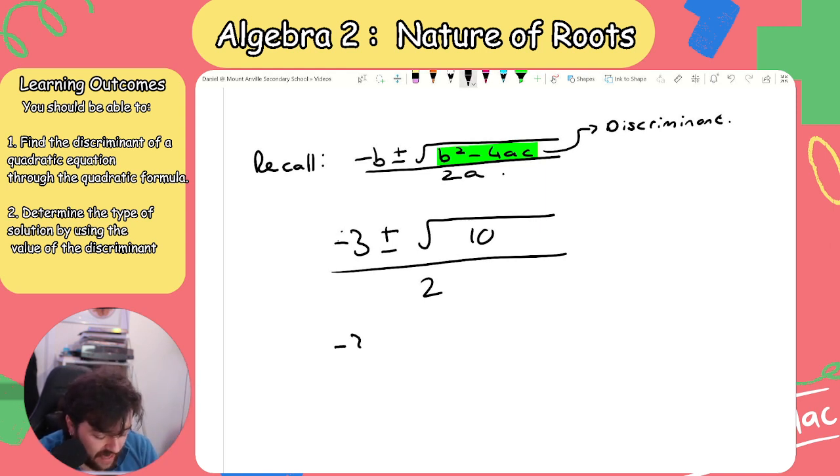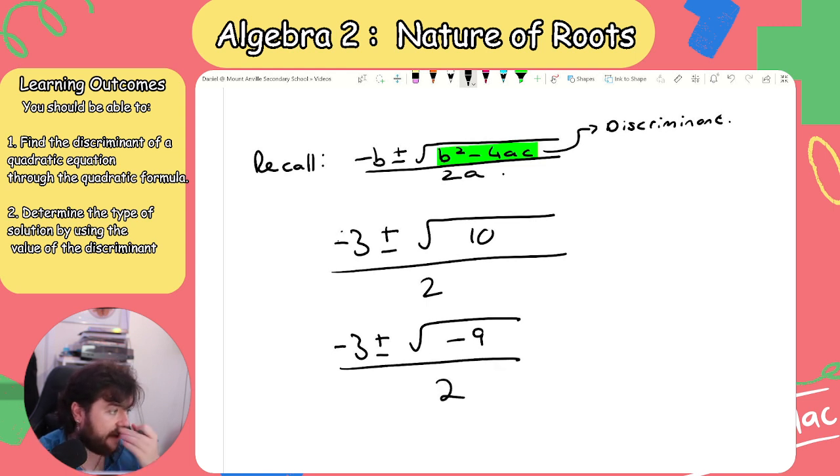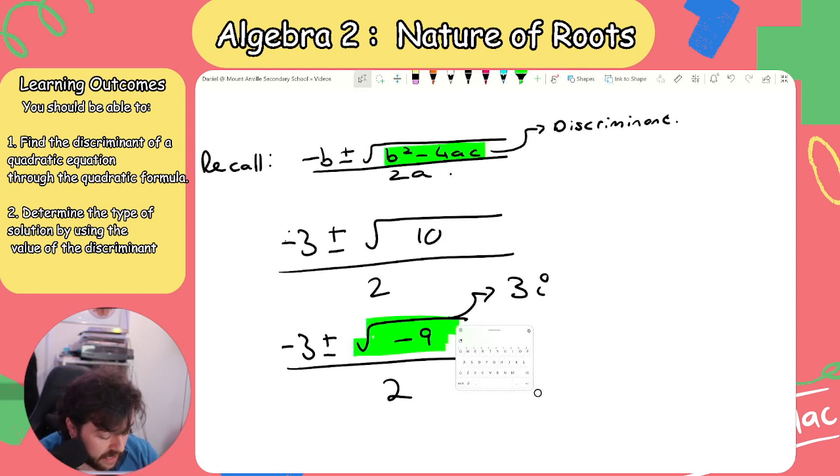If I have this, minus 3 plus or minus root minus 9 all over 2. Now, right? Well, you will learn about this in complex numbers, but the square root of minus 9 is equal to 3i, right? So it is a complex number, so it will not have a real root. So remember, when I'm saying real and imaginary, I'm talking about real in the sense of the set of numbers, like the real numbers, which is like any number.